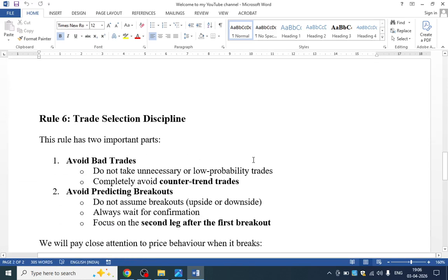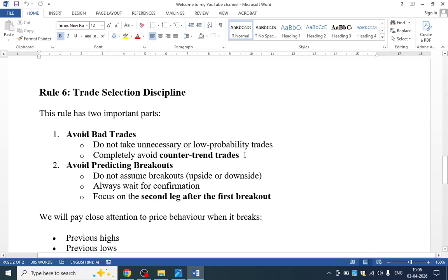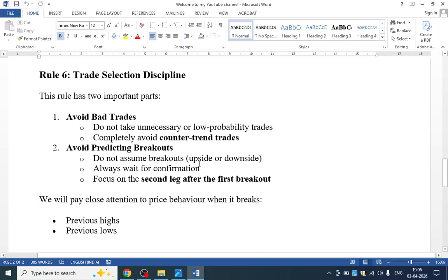Now, trade selection and discipline. This is my 6th rule. My most important rule is to avoid bad trades. For me, bad trades are unnecessary trades which have low probability, and we completely avoid counter trends. We are never ever going to trade counter trends, and we avoid predicting breakouts.